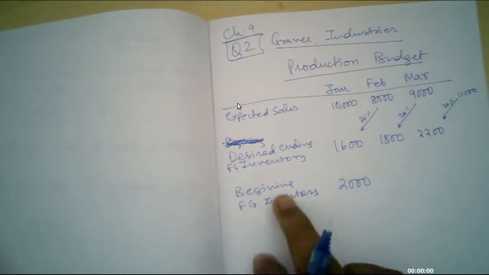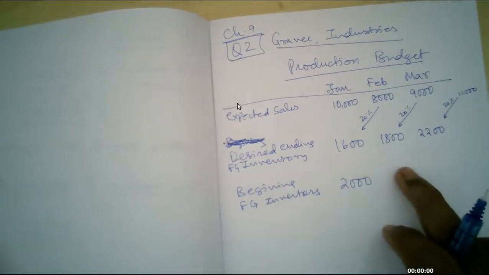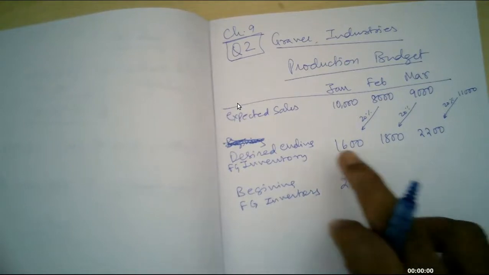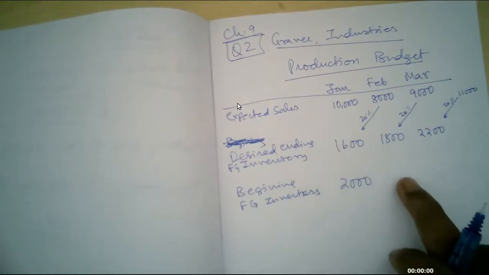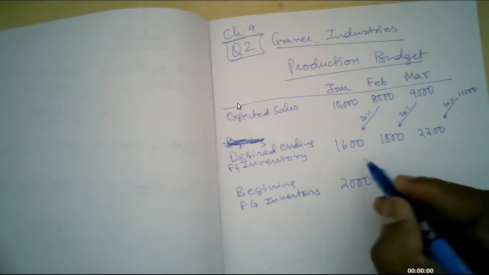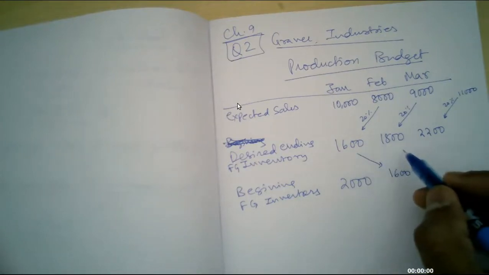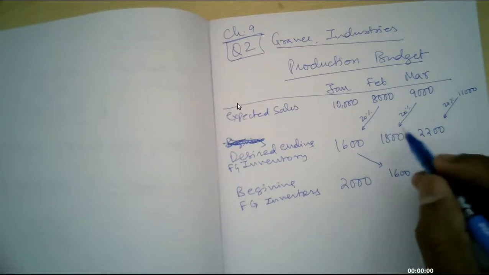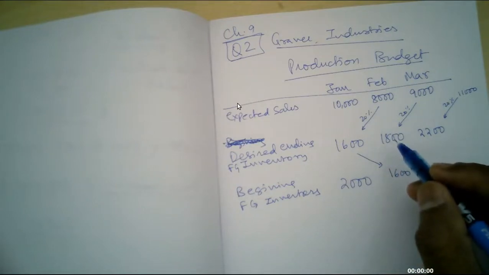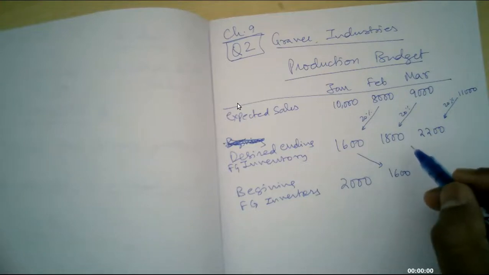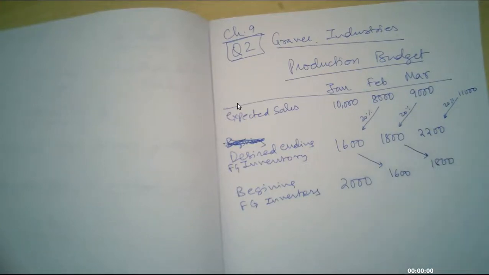Now, what is the beginning inventory of February? The ending inventory of January will become the beginning inventory of February, right? Because it's the same thing. So 1,600. Similarly, the ending inventory of February, that means what you have on the last day of February, the same you will have on the first day of March. So like this, 1,800.